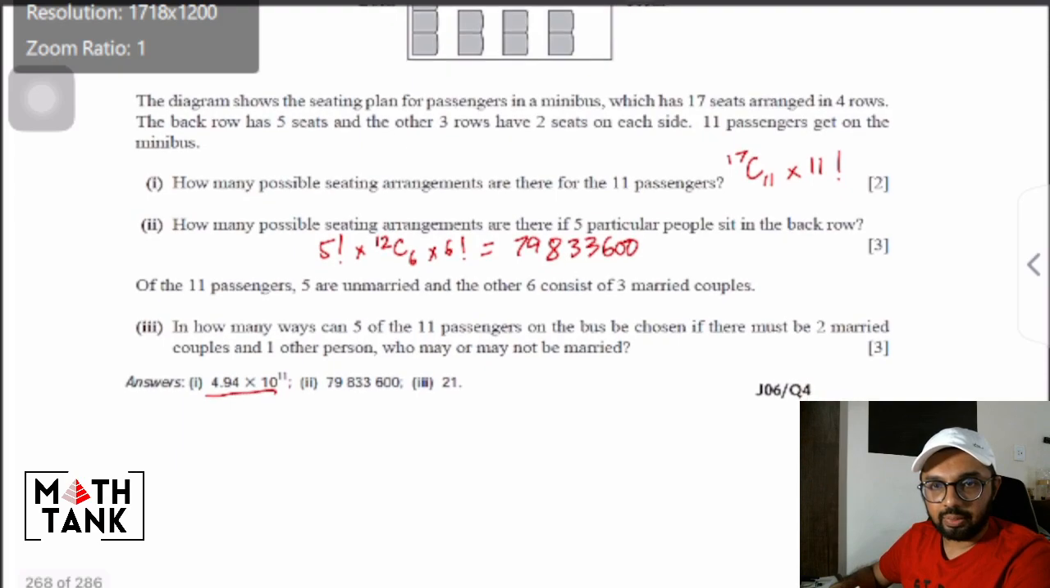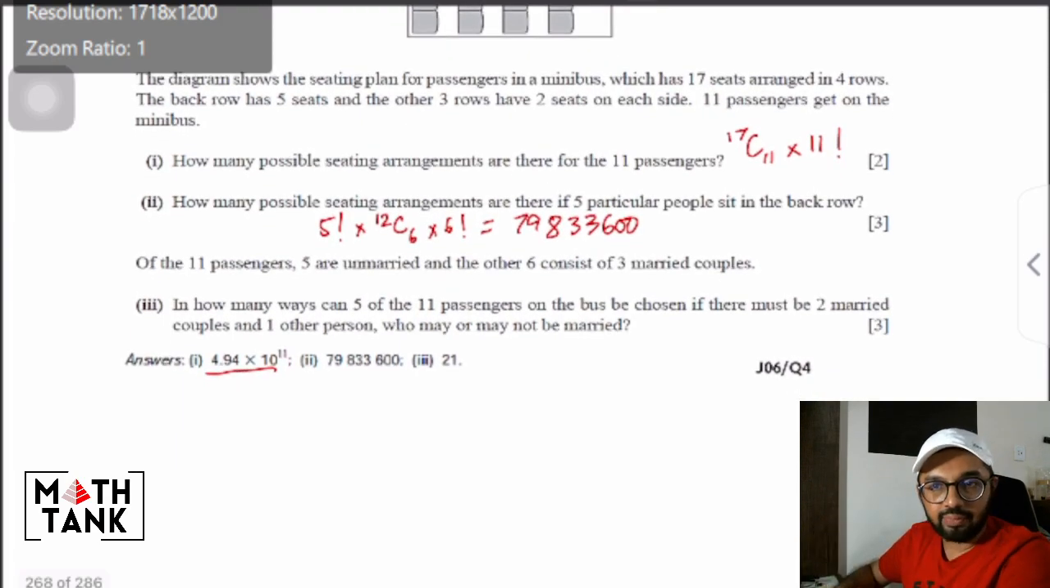Then the third question says, in how many ways can 5 of the 11 passengers in the minibus be chosen if there must be 2 married couples and one other person who may or may not be married? Now, about this question quickly, I am no longer talking about getting them to sit down. I'm just talking about choosing people who will go on to the minibus. In how many ways can 5 of the 11 passengers be chosen? So I'm no longer talking about them sitting down on the seats that were there. So those 17 seats are no longer relevant.